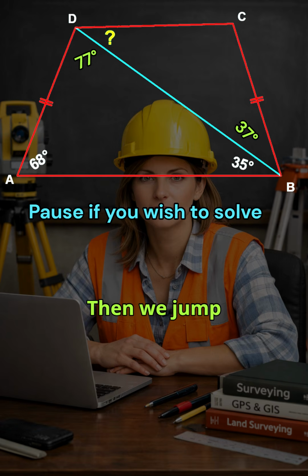Then, we jump across the diagonal to triangle BCD. We don't know our target angle, so we call it x, making the final angle 143 degrees minus x. Applying the law of sines a second time allows us to write side BC in terms of BD and our unknown variable. Because the problem guaranteed us that AD equals BC, we can set these two mathematical expressions face to face and watch the baseline BD entirely vanish from the equation.